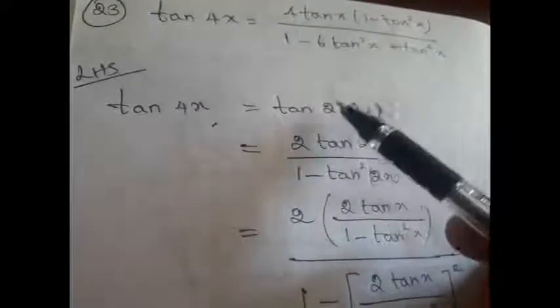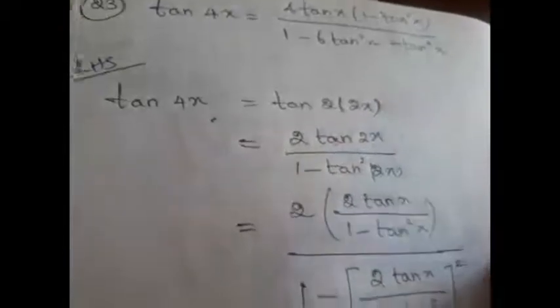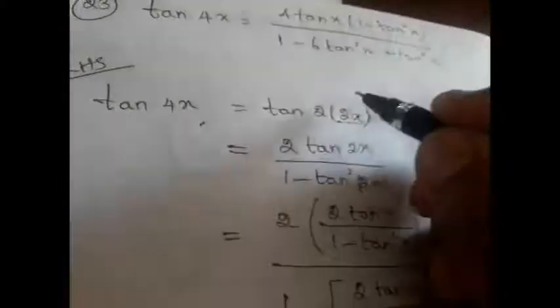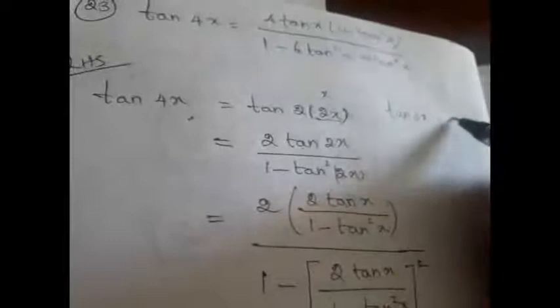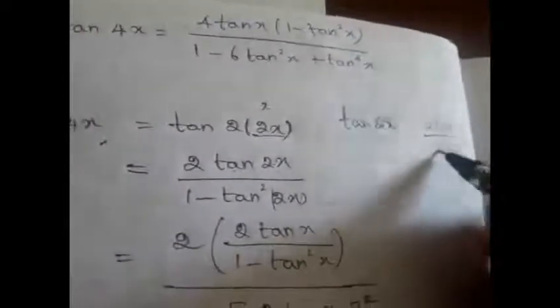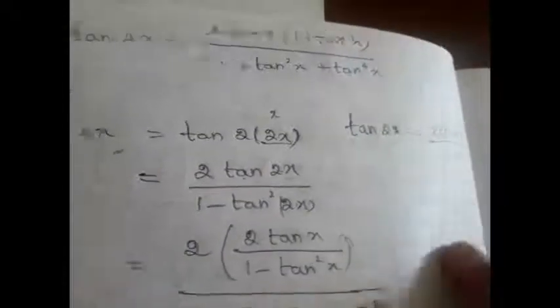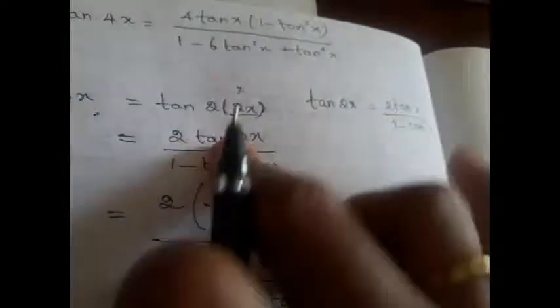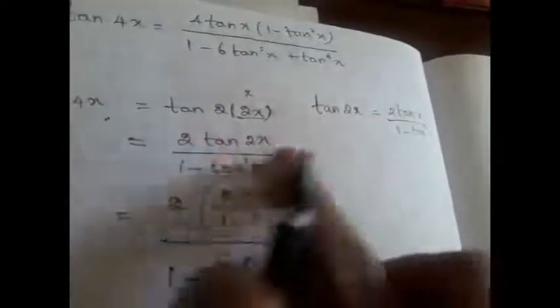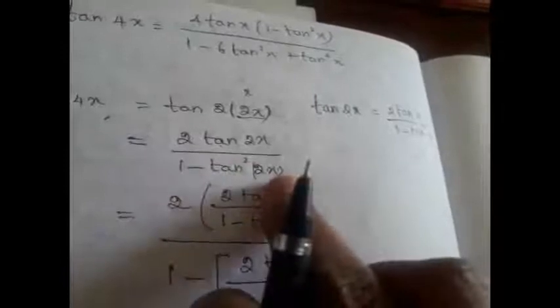So this can be written as 2 times 2a. Now consider this angle as your x or your a. So what is the tan 2a formula? Tan 2a or 2x is equal to 2 tan x divided by 1 minus tan square x. Tan 2x formula is 2 tan x divided by 1 minus tan square x. Now in the place of x we have 2x. So 2 tan, in the place of x you have to write 2x, divided by 1 minus tan square 2x.